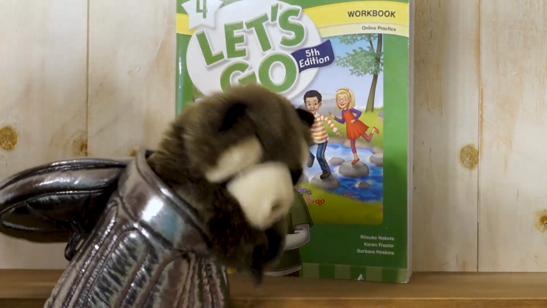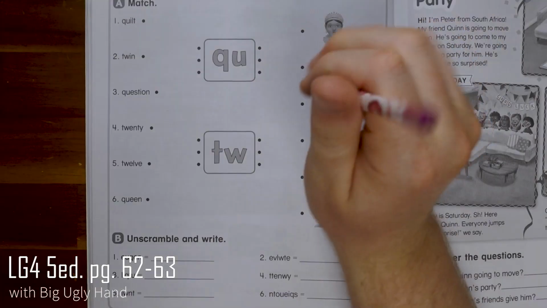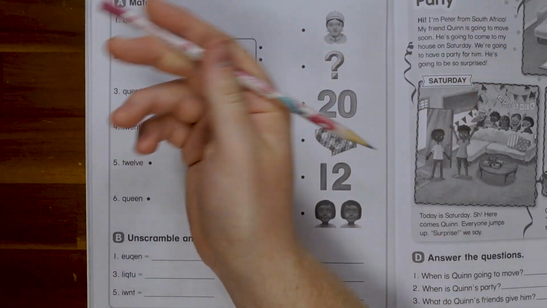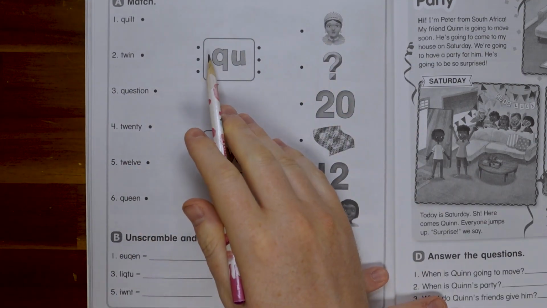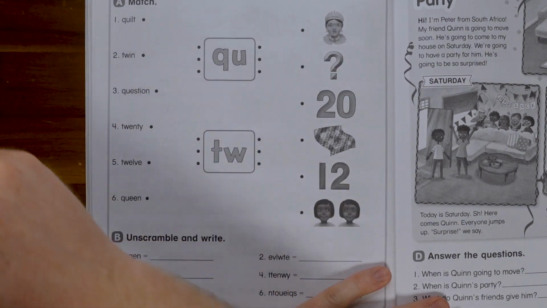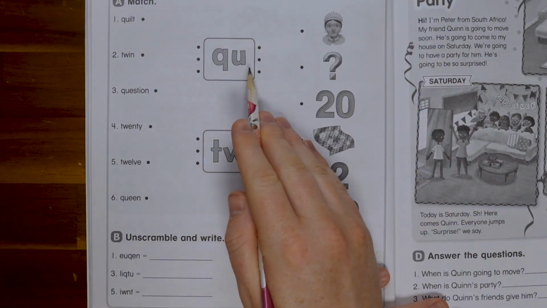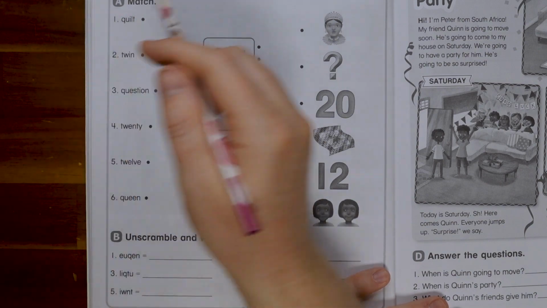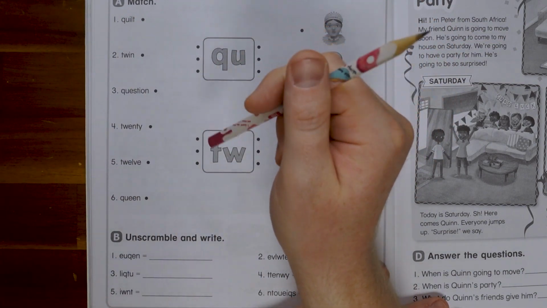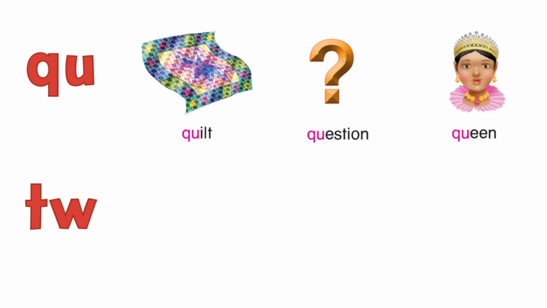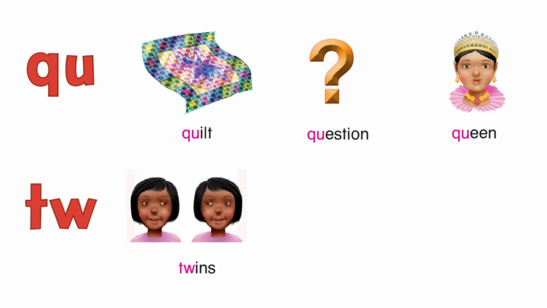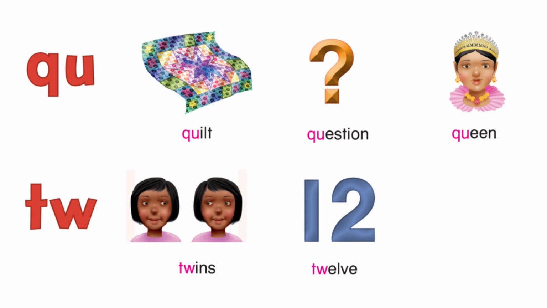Hello everybody, these are pages 62 and 63 of the Let's Go 4 workbook. For these pages we have phonics on this side, and on this side we have a story. We're going to work with the qu and tw sounds. In the student book they were shown like this: Q-U, qu, quilt, question, queen. T-W, tw, twins, 12, 20.